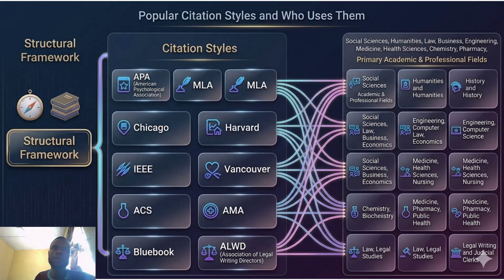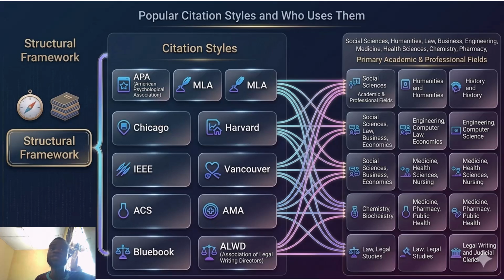So now let's summarize everything clearly. Citation styles are not just formatting rules, they are academic tools. They help organize knowledge, they build trust, they give credit, they make research easier to follow. APA is strong for social sciences, MLA works well for humanities, Chicago is powerful for history and detailed commentary, Harvard is popular across many disciplines, IEEE is ideal for engineering and technology, Vancouver and AMA are common in medicine, ACS supports chemistry, Bluebook dominates law, APSA is useful in political science.